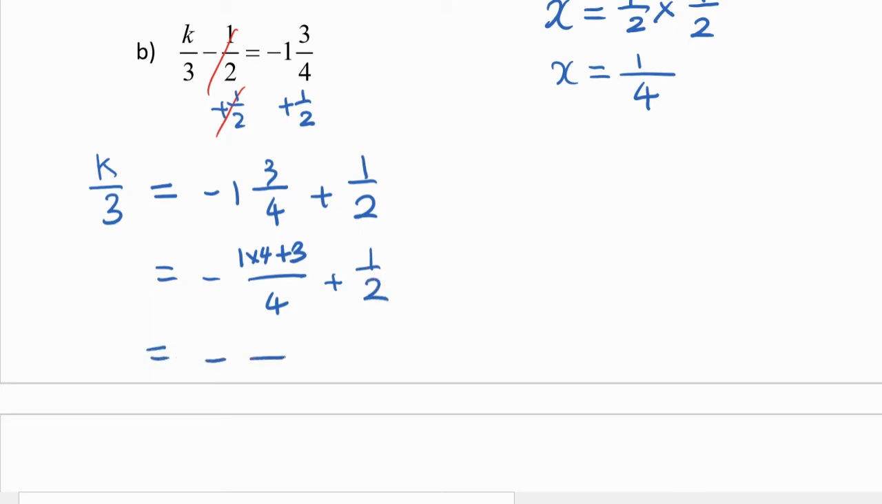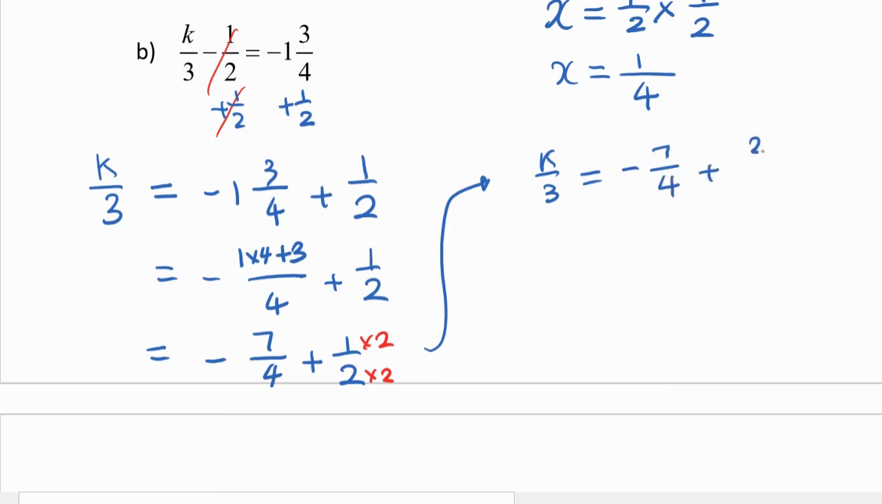Then minus 7 over 4 plus 1 over 2. Let's make a common denominator by multiplying this by 2. Then I have minus 7 over 4 plus 2 over 4.